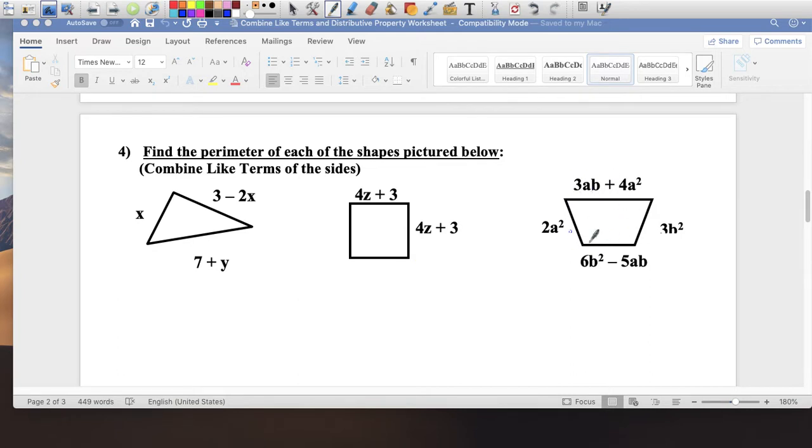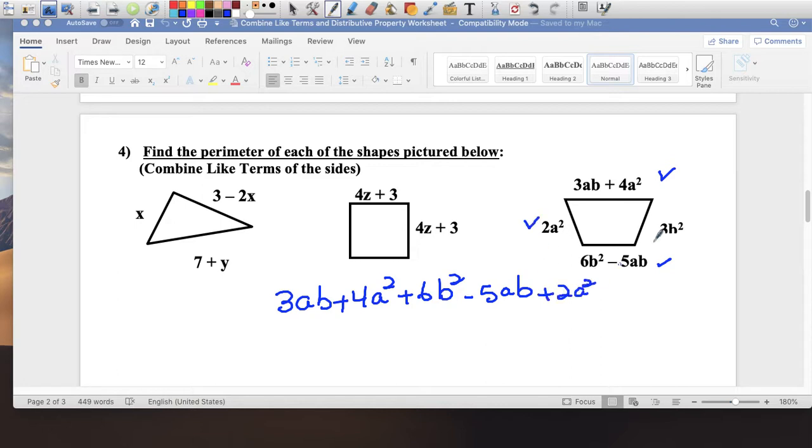Again, this is, what is this, a trapezoid, I think? And we want to add all the sides. And I'm just going to write the whole thing: 3ab plus 4a squared plus 6b squared. So I'm doing this side first and then this side. Minus 5ab, it doesn't matter which ones you add. And then this one plus 2a squared. And the last one plus 3b squared.